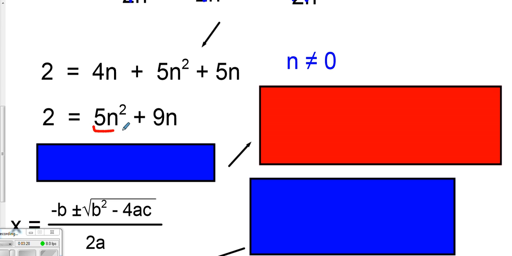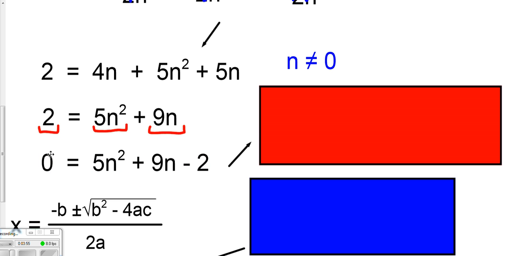Now, I have an n squared term. I'm going to separate out my terms. An n squared term here. I have an n term, like an n to the first power, and just a constant term. Now, yes, they're on different sides of the equal sign, but it doesn't matter what side they're on, none of these can combine, right? They're all different terms completely. Constant, n squared, n. We're not going to be able to combine them, so we're going to subtract this 2 from both sides so that it says 0 equals 5n squared plus 9n minus 2.